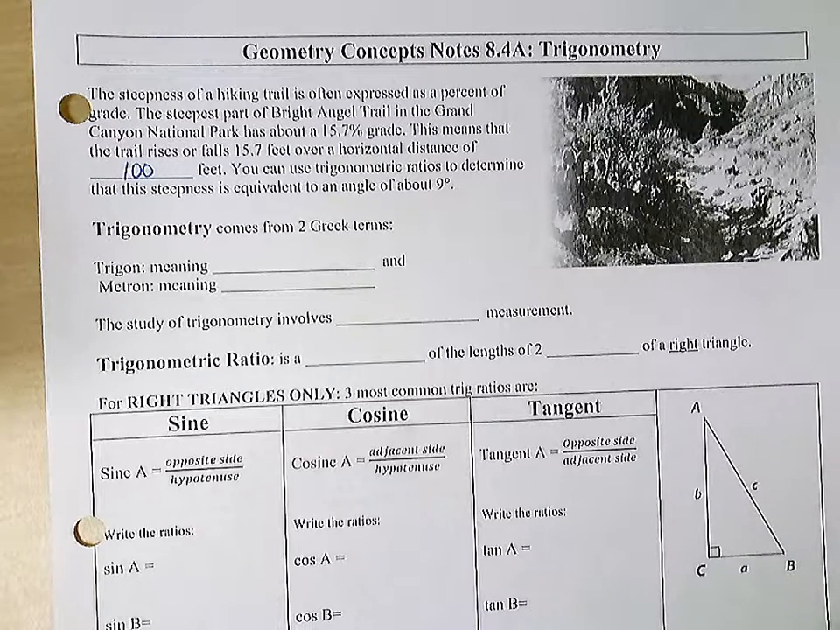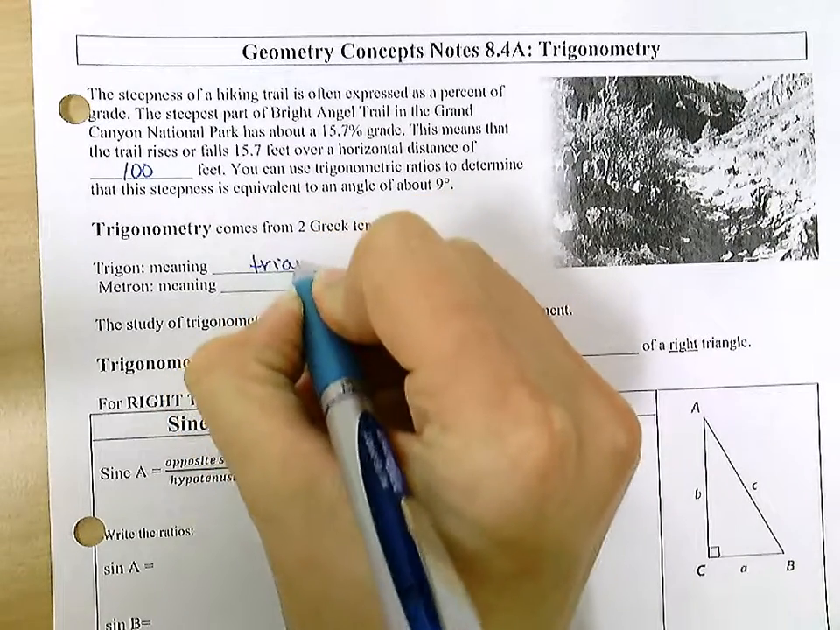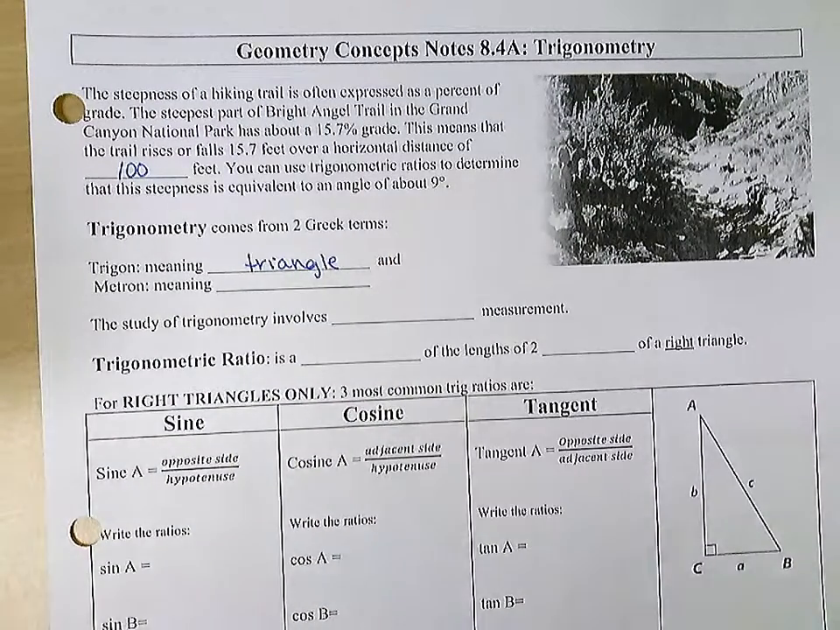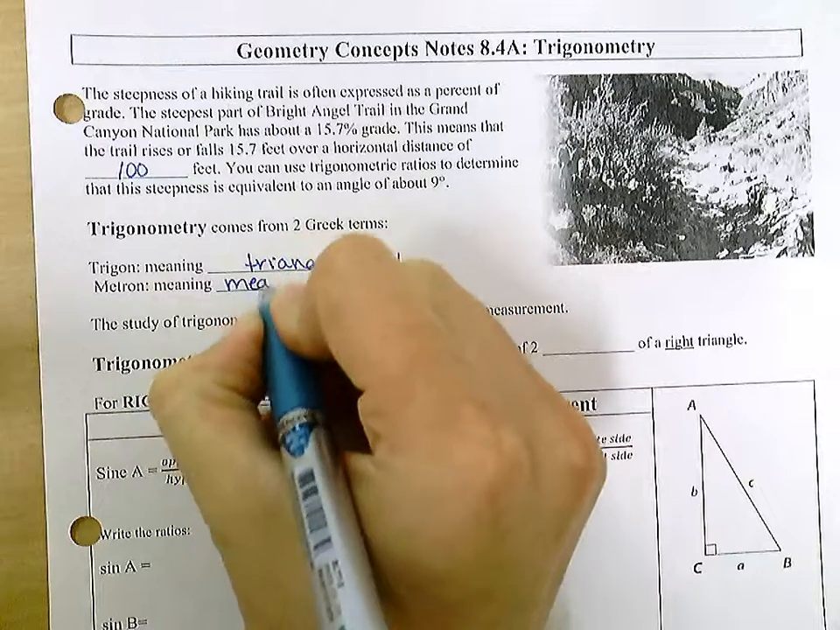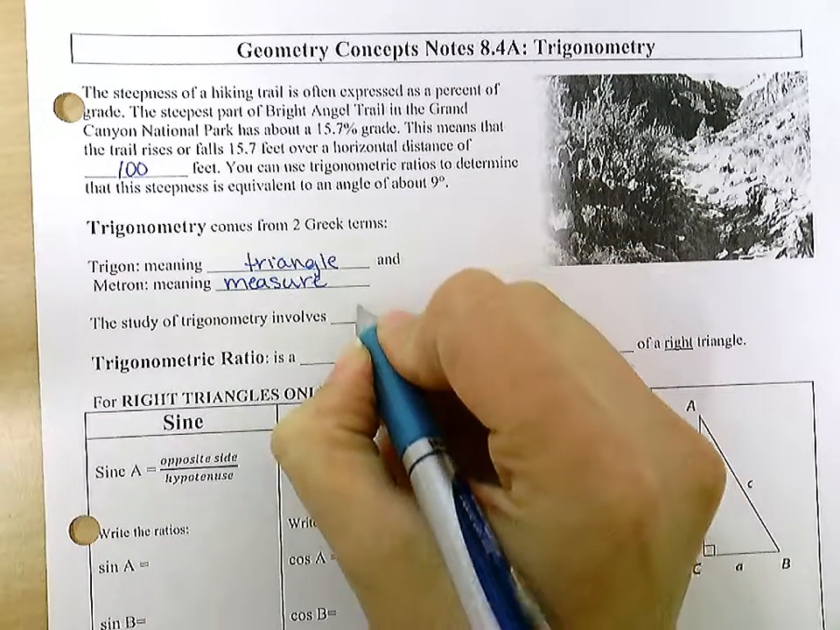So trigonometry comes from two Greek terms. The first one is trigon, meaning triangle, and metron, meaning measure. So the study of trigonometry then involves triangle measurement.